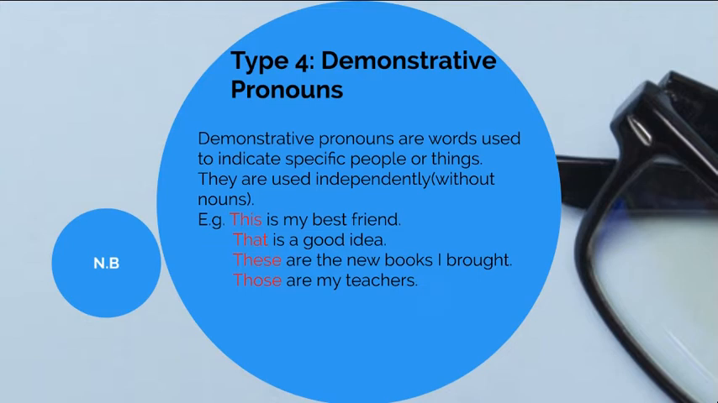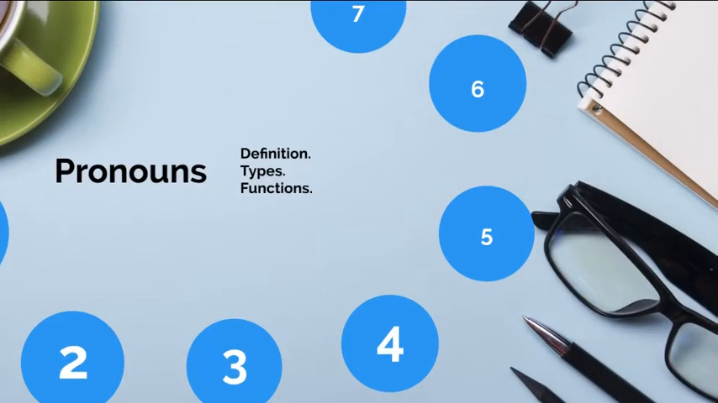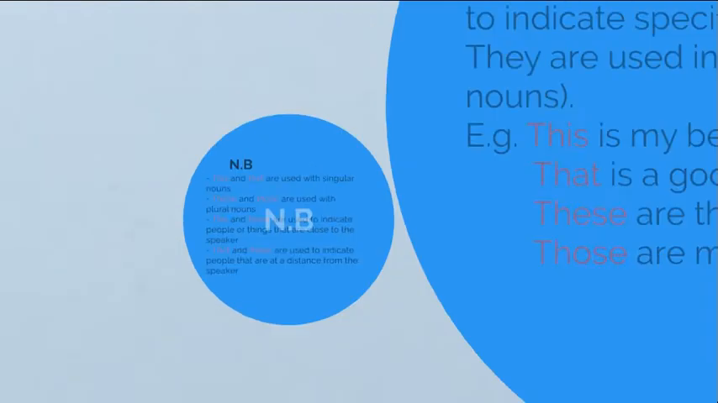That is a good idea. These are the new books I brought. Those are my teachers. So in English we have four demonstrative pronouns: this, that, these, and those. When do we use the demonstrative pronouns?